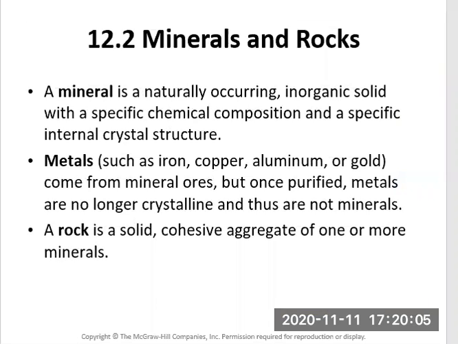So now let's talk about some minerals and rocks. What do we mean by a mineral? A mineral is a naturally occurring inorganic solid with a specific chemical composition and a specific internal crystal structure. A mineral is solid, therefore ice is a mineral with a distinct composition and crystal structure, but liquid water is not. Similarly, molten lava is not crystalline, although it generally hardens to create distinct minerals.